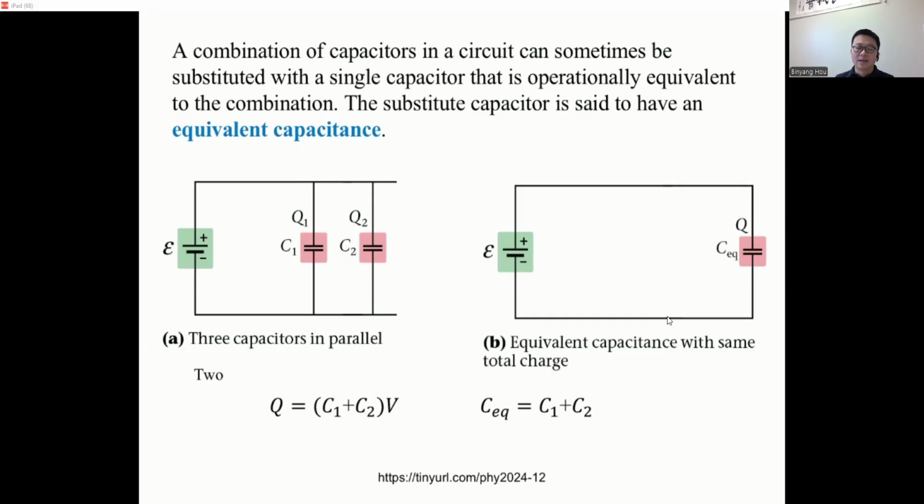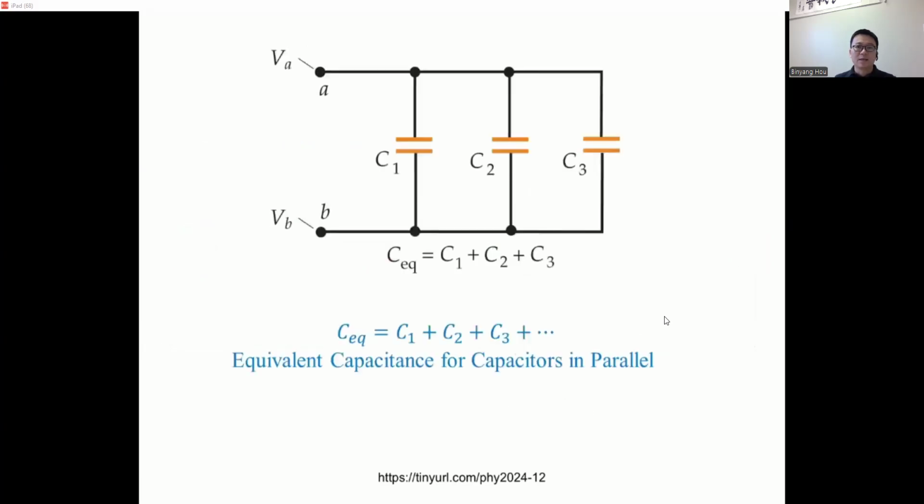Okay, so in that case, if you have three, you add the three up. If you have more than three, you add the rest up. So that's the equivalent capacitance for capacitors in parallel.